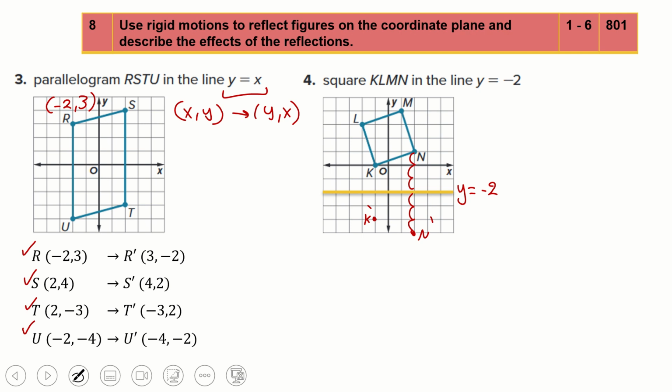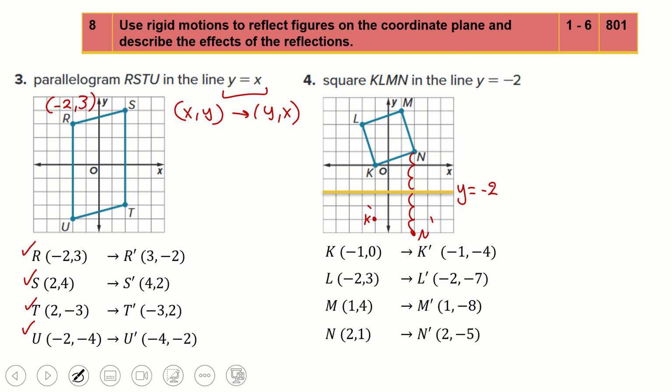For example, for point K, you will add 4 to the y coordinate, or you will subtract 4 from the y coordinate. So graphing the figure is easier than doing the calculation. So these are the 4 original points, and after sketching or graphing the new square, you will get to know the new coordinates.